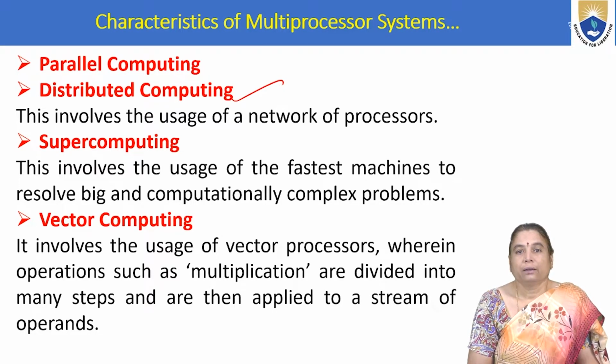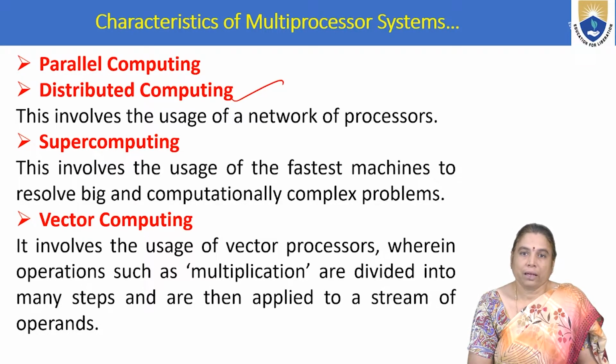Next, the multiprocessor system can support distributed computing. So here the processors should not support only the centrally located peripherals or execute central tasks, but they can support geographically scattered tasks that are connected via the network. Thereby, these multiprocessor systems can support distributed computing.